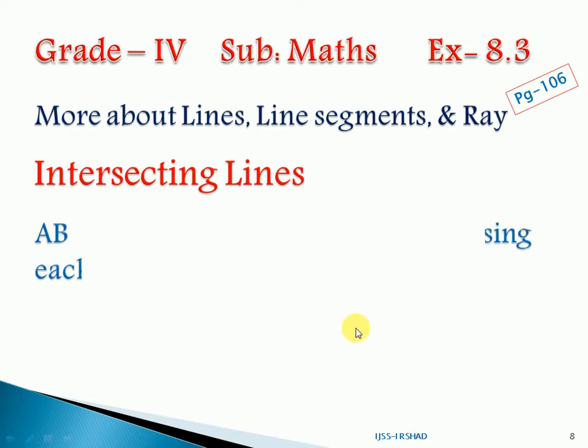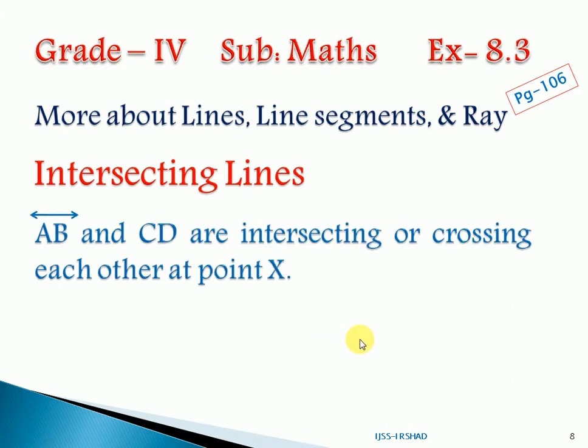Here you can see this diagram first. Now you can see two straight lines, AB and CD. Both cross each other at a point we have called X. When two straight lines cross each other, those lines are said to be intersecting lines. So the straight lines AB and CD are intersecting, or crossing each other, at the point X. These are called intersecting lines, when two lines cross each other at some point.